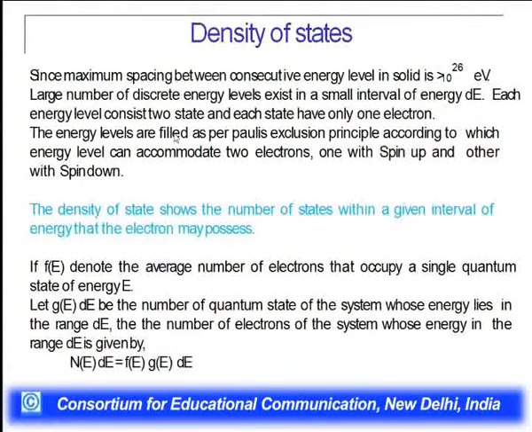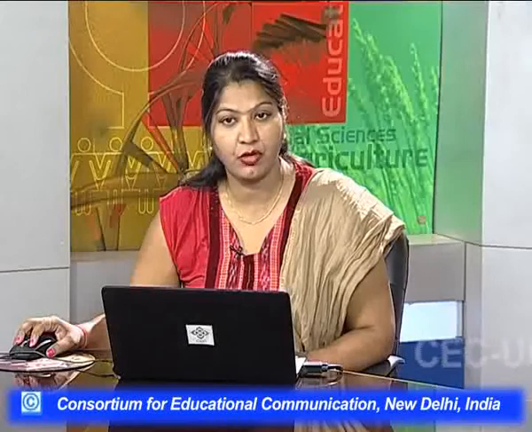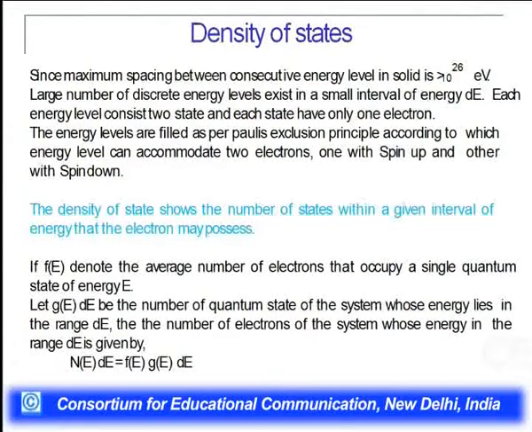Each energy level consists of 2 states and each state has only 1 electron. The energy levels are filled as per the Pauli exclusion principle, according to which an energy level can accommodate 2 electrons, one with spin up and one with spin down. Oppositely spinning electrons can stay together, 2 electrons in a single energy level. It means we obey the Pauli exclusion principle.